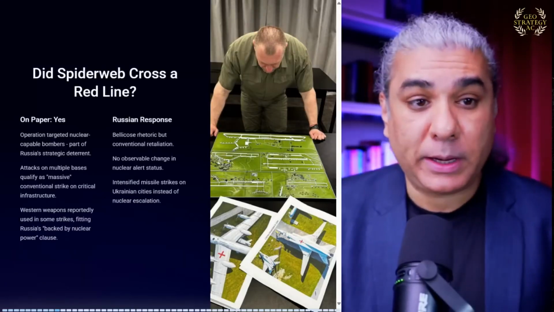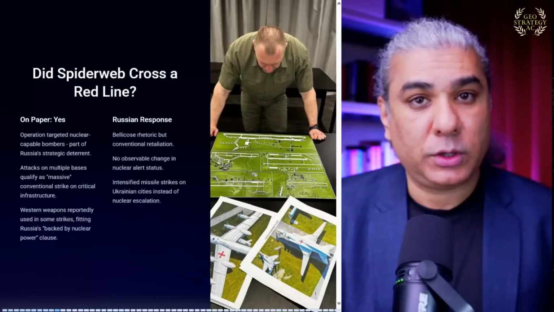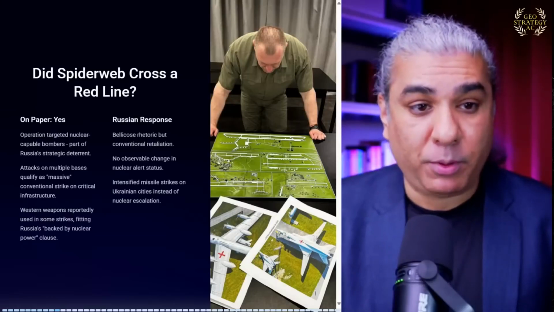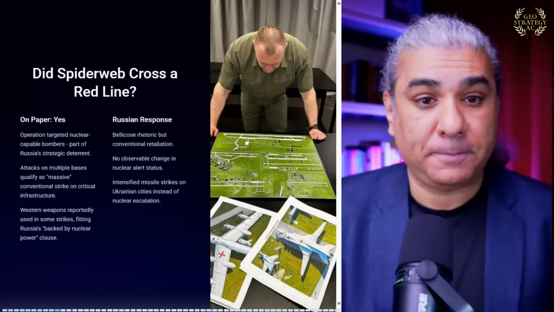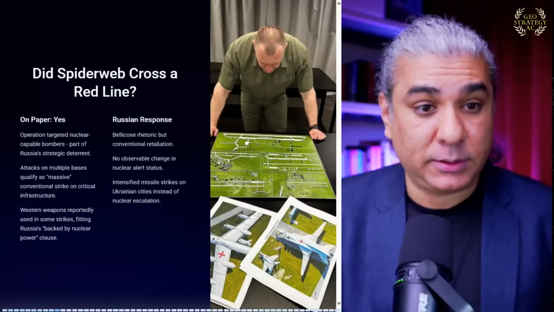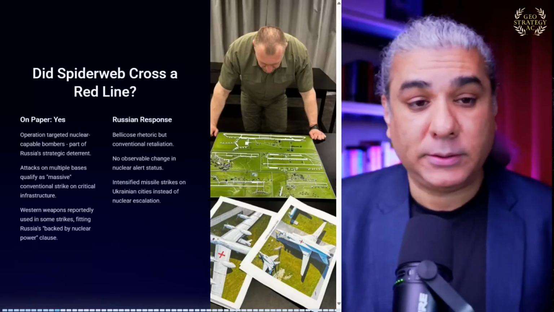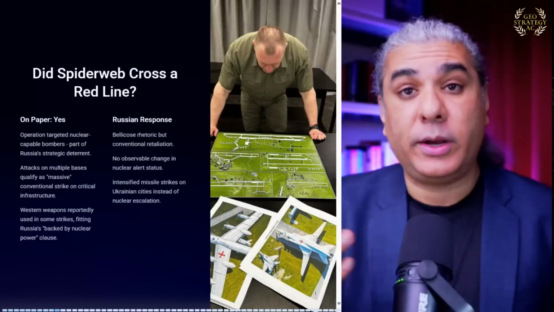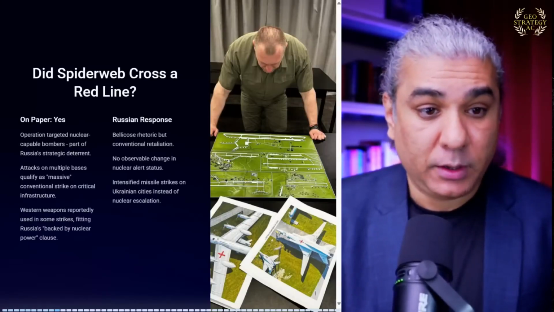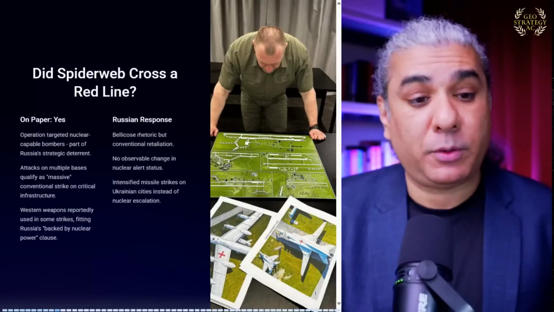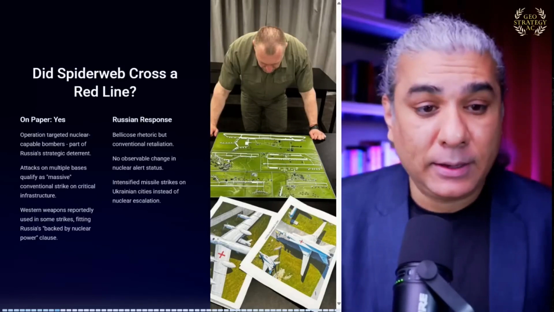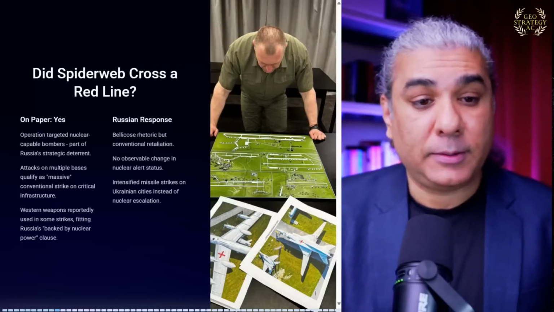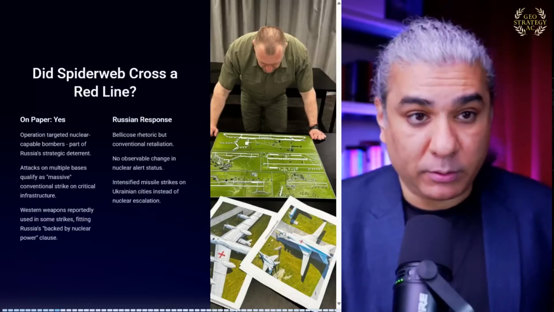On paper, Operation Spiderweb did cross Russia's nuclear threshold according to the new doctrine. The operation targeted nuclear capable bombers, which are part of Russia's strategic deterrent. And attacks on multiple air bases do, by any standards, qualify as a massive conventional strike on critical Russian infrastructure. And it looks like Western weapons were probably used in some strikes, which once again fits Russia's clause that the attack was backed by a nuclear power, which is NATO.